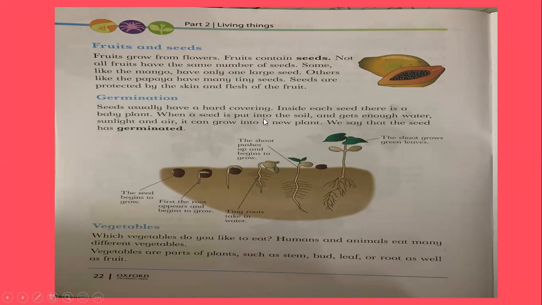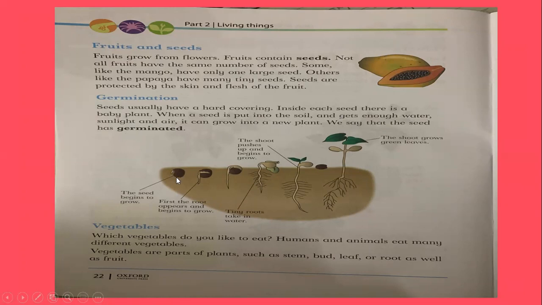Let's read. Seeds usually have a hard covering. All of you know this. Inside each seed, there is a baby plant. When a seed is put into the soil and gets enough water, sunlight, and air, it can grow into a new plant. We say that the seed has germinated.